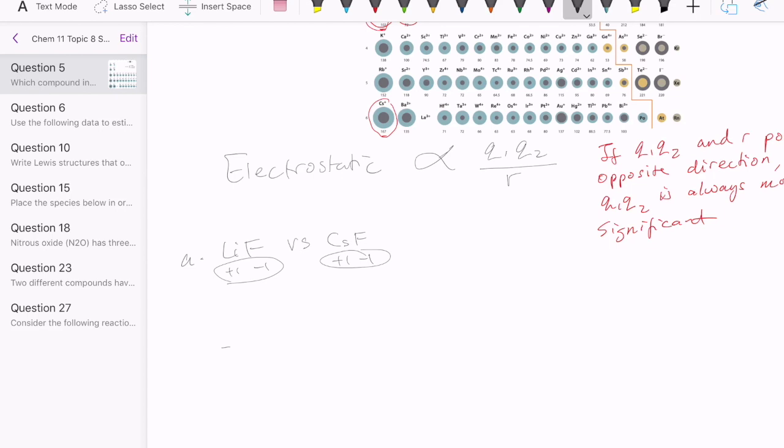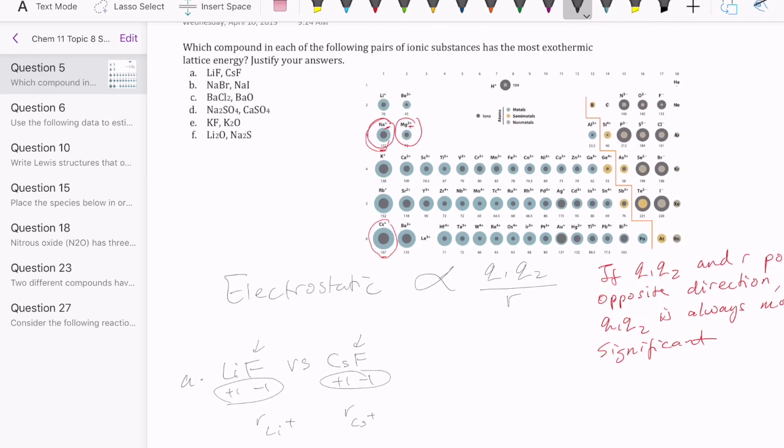When we look at size, we notice that we have to compare the sizes of the cation and the anion. Well, the anions are both fluoride, so relatively speaking, there's no difference between the two. That means the only thing that would give a difference would be the cation. So we have to compare the size of lithium ion to the size of cesium ion. Now, when I'm doing this, I don't necessarily need you to find the value or the number that corresponds to the radii, but what you need to remember is just the trend.